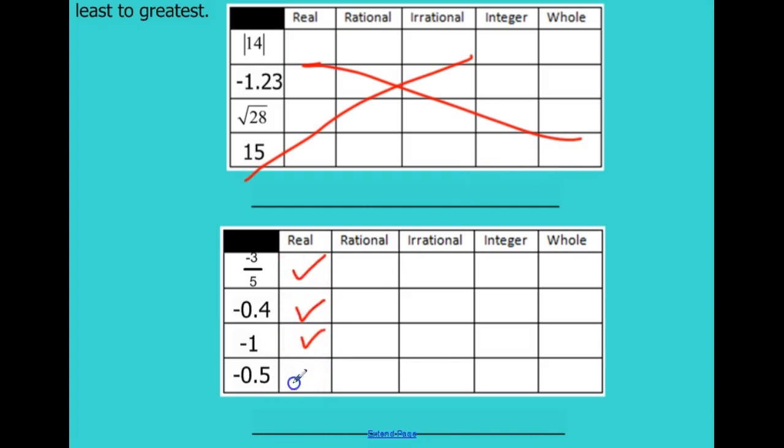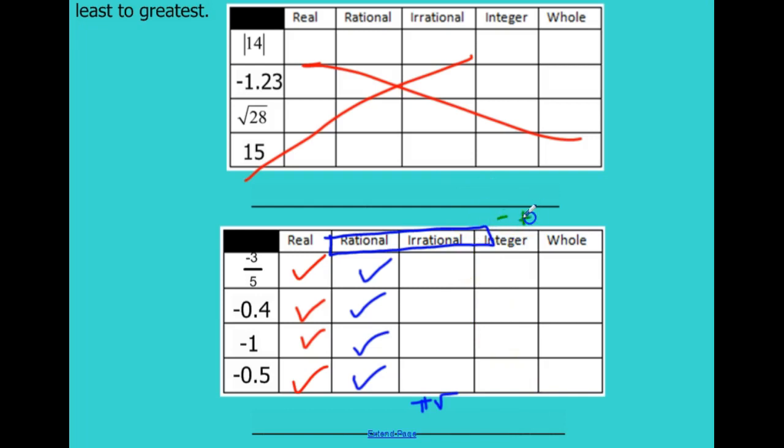These are all real numbers, but rational or irrational. Our only irrational numbers would be pi and weird square roots. So this is a fraction, that's okay. Here's a decimal, that's okay. Here's a counting number, that's okay. Here's another decimal, that's okay. So we don't have any irrational numbers.